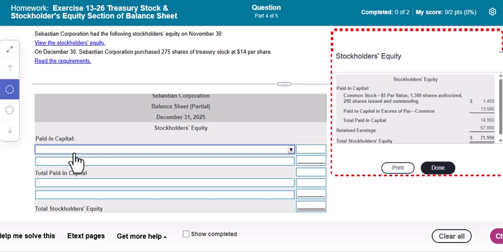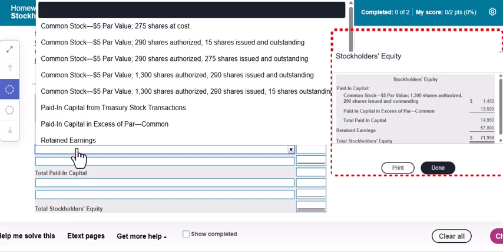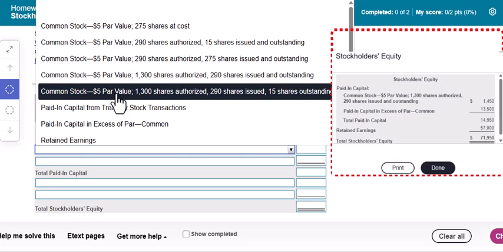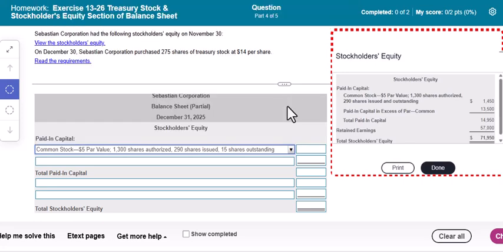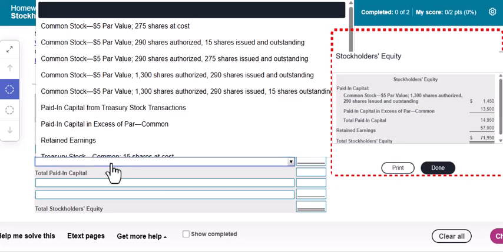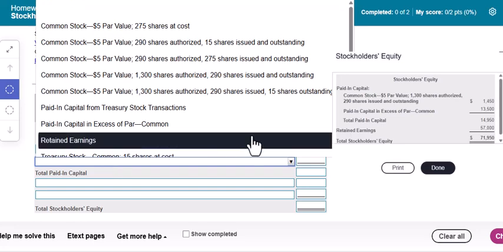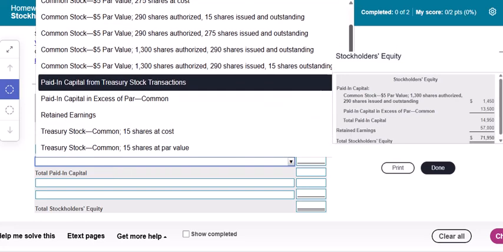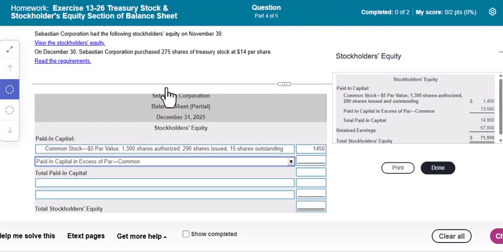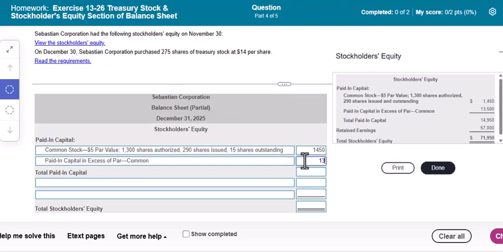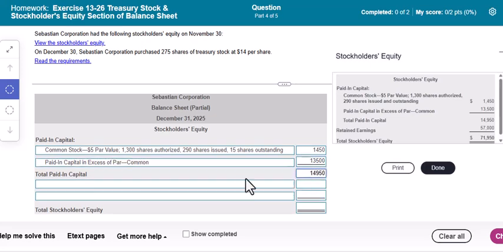So under paid in capital, we have common stock, $5 par value, 1,300 shares authorized, 290 shares issued, 15 shares outstanding. And that amount is $1,450. Then next we have paid in capital in excess of par, common. And that is for $13,500. So we're just copying all these values over.